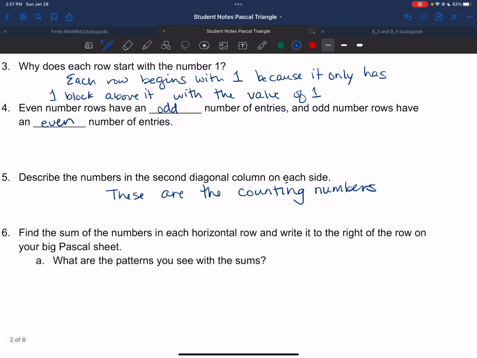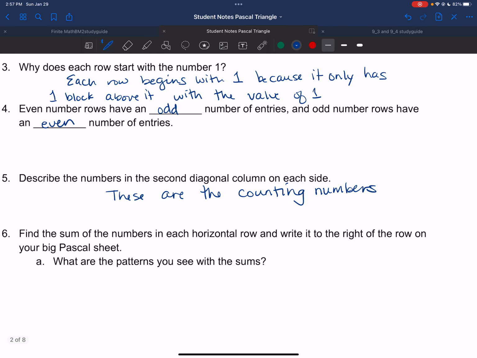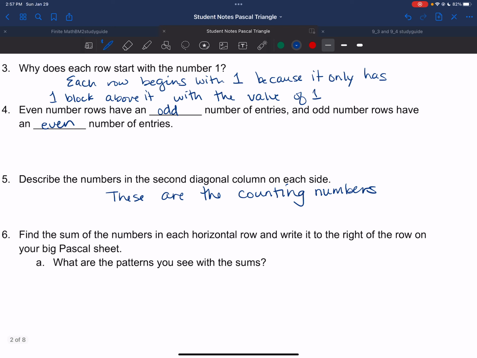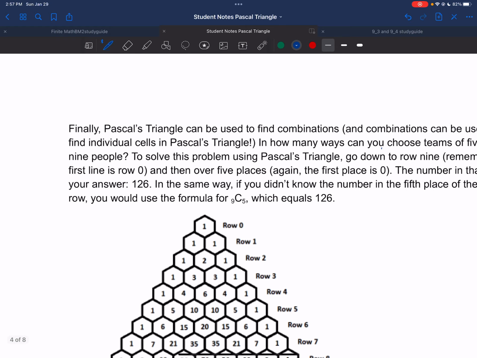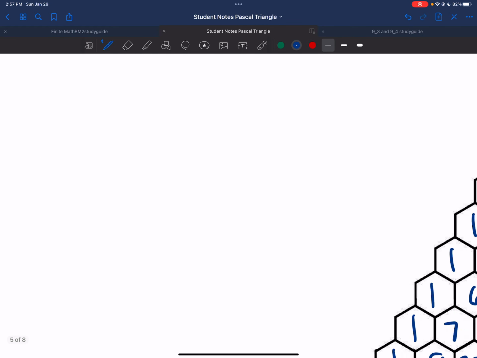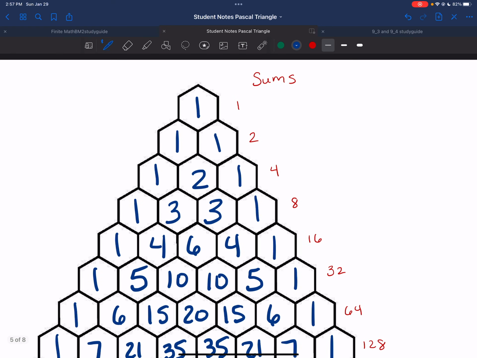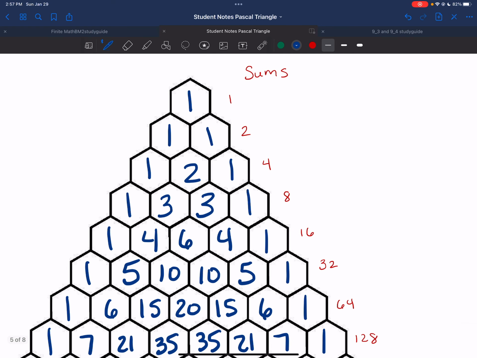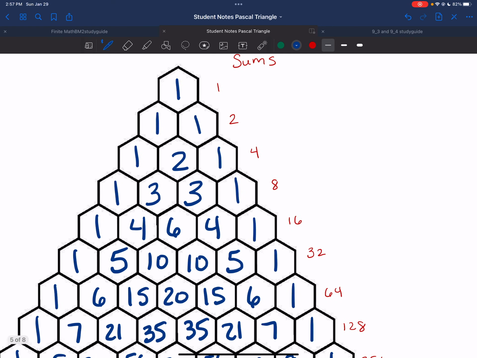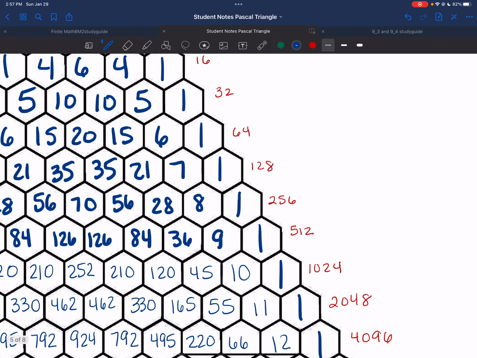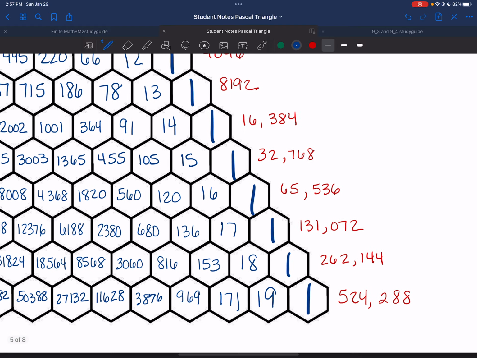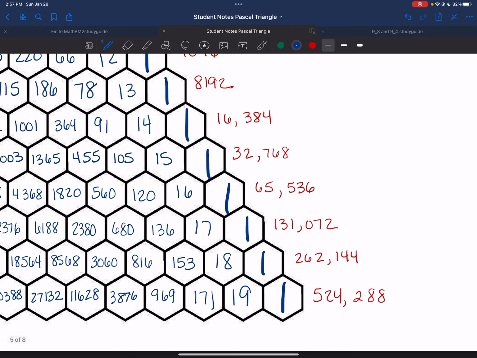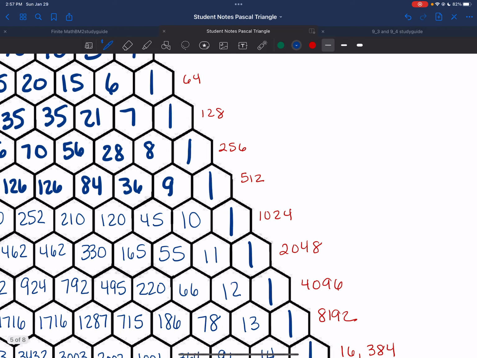Find the sum of the numbers in each horizontal row and write it to the right of the row on your big Pascal sheet. What are the patterns that you see with the sums? I have the sums right here on my big one. So 1, 2, 4, 8, 16, 32, 64, 128, 256, 512. And you'll notice it just continues on, right? I just do multiplied by 2 each time.